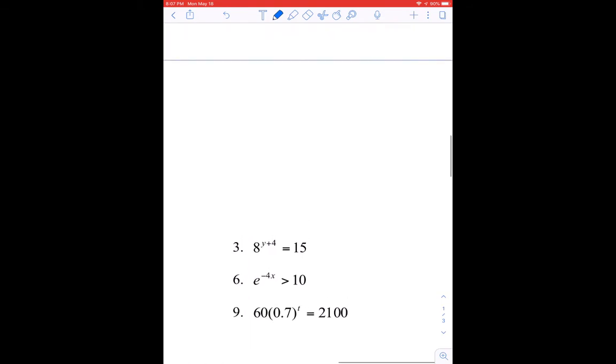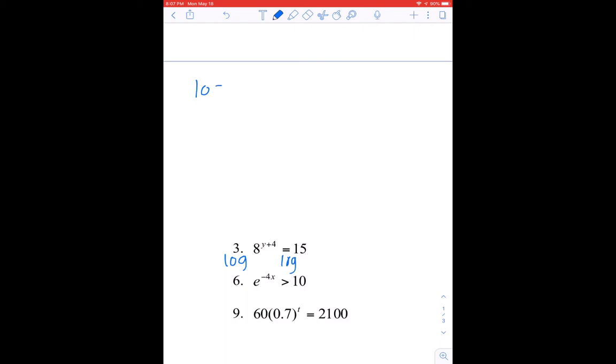So look at number 3, 8 to the y plus 4 equals 15. Whenever you see the unknown, which is the y, in the exponent, you have to get it out of the exponent, which means we're going to take the log of both sides. So I'm going to take the log of this side and the log of this side. Okay, and I'm going to start doing my work on top.